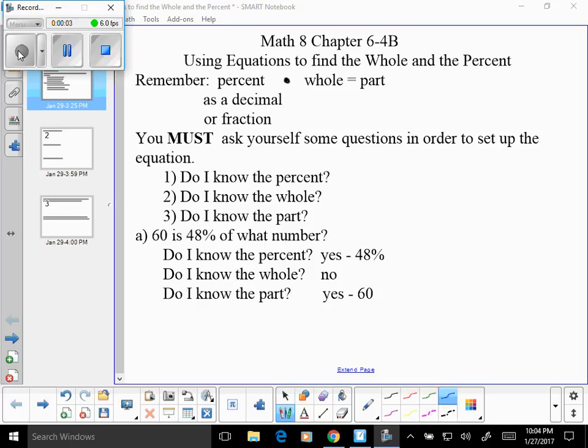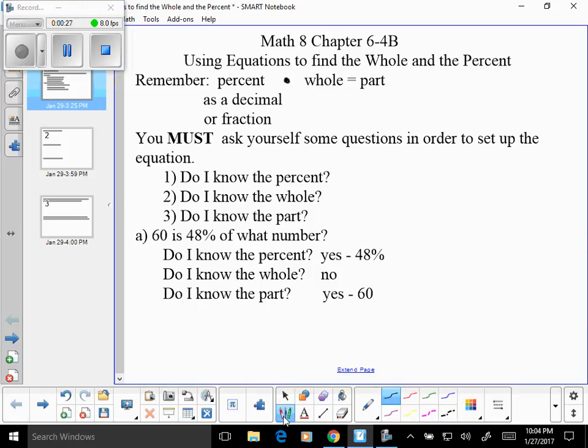Hello 8th graders. This is chapter 6.4b lesson on using equations to find the whole and the percent. Now in 6.4a we used equations to find the part. Today we're going to be working with equations to find the whole and the percent. It does take an extra step or so, but it's going to be very similar.